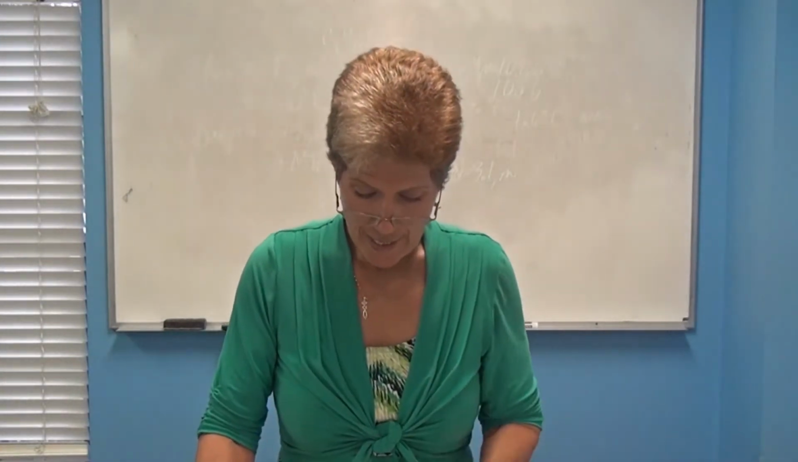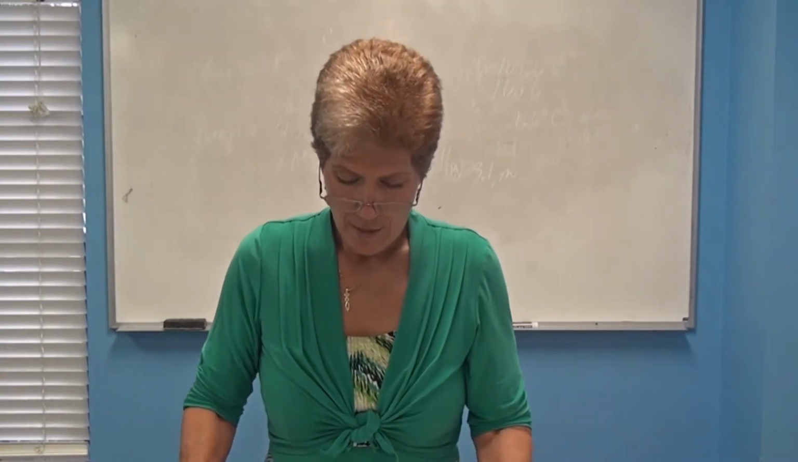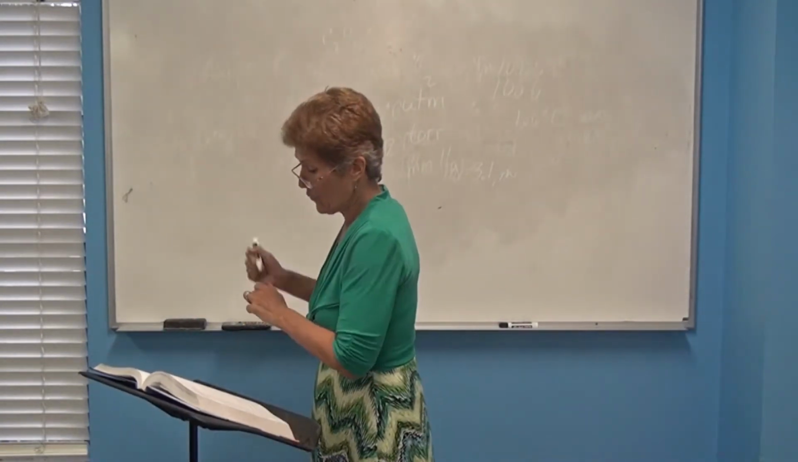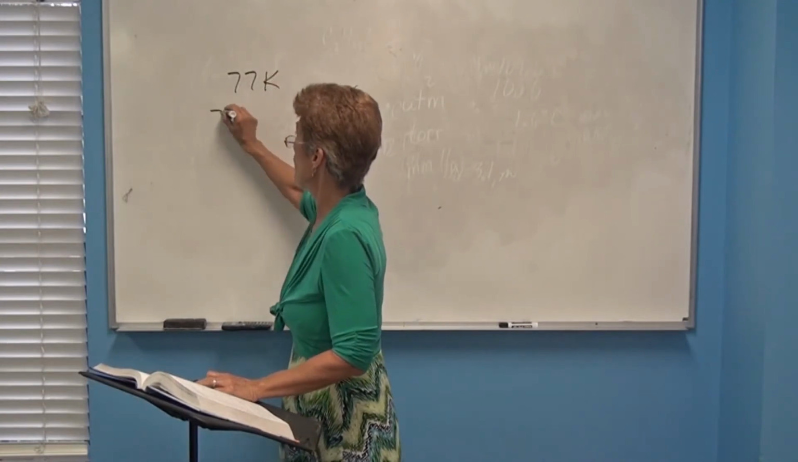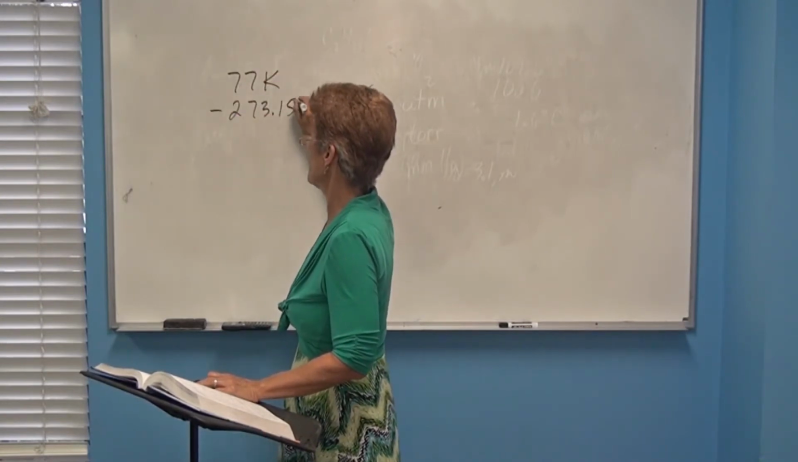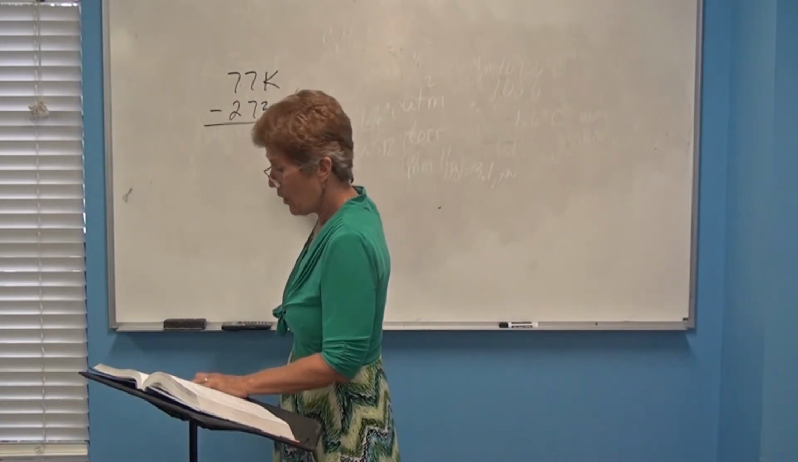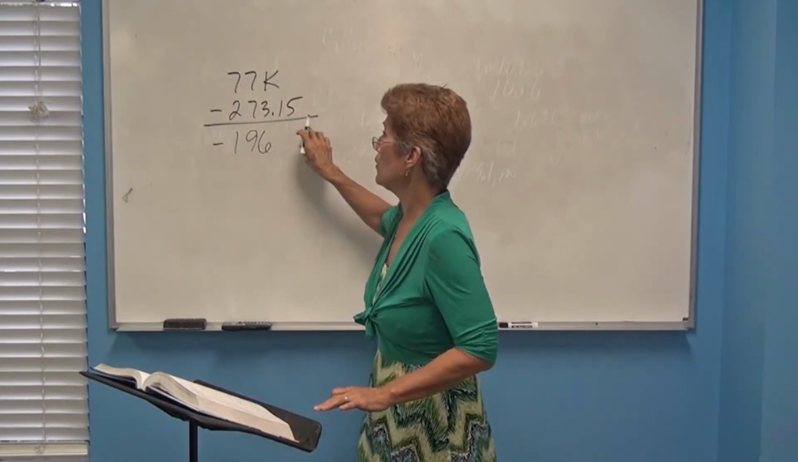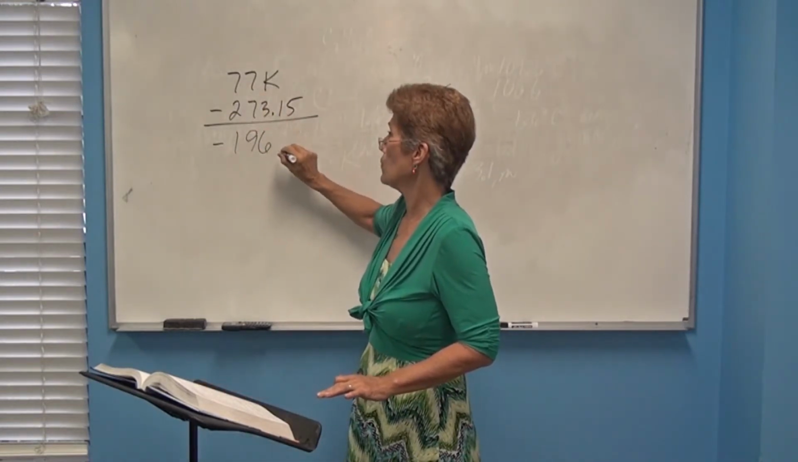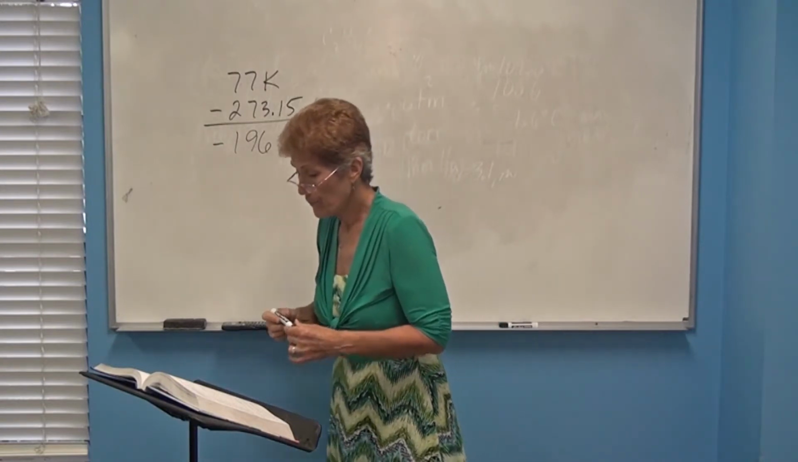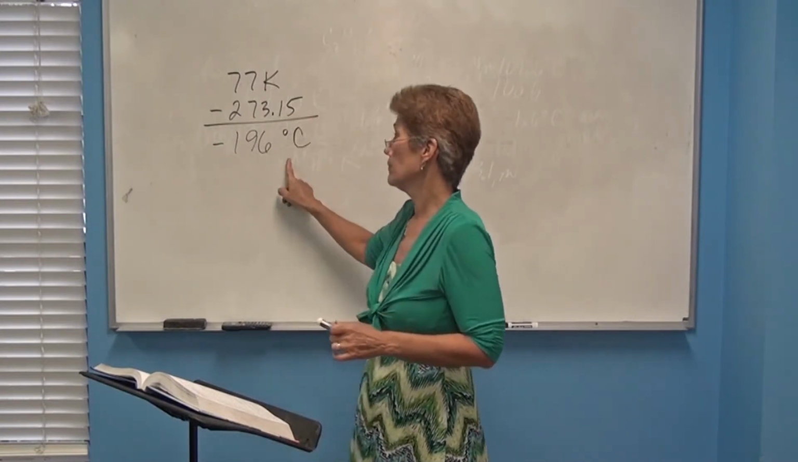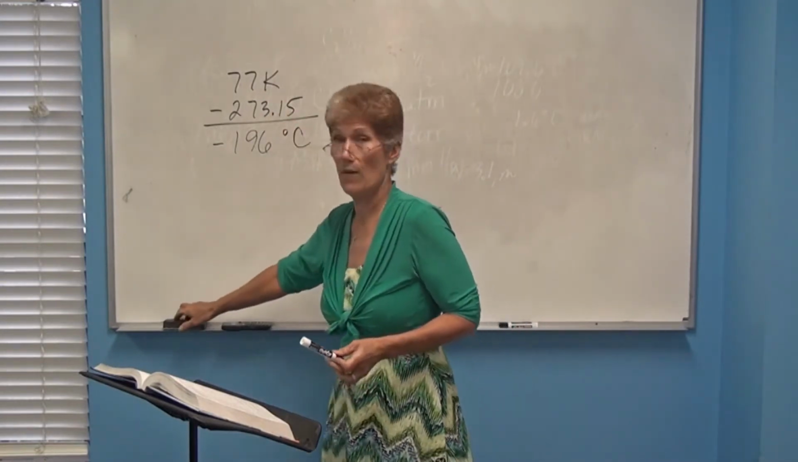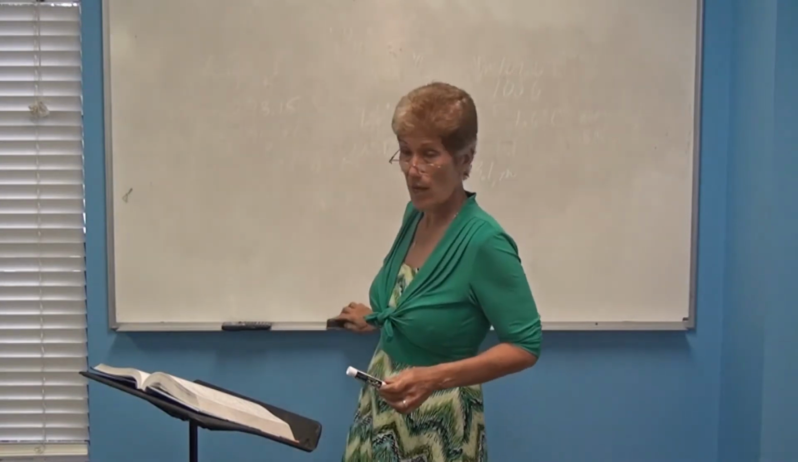Number 9, nitrogen condenses at 77 Kelvin. What is the temperature in degrees Celsius? Once again, the conversion between those, 77 Kelvin minus 273.15, will give you negative 196. It actually gives you digits out here, but you can only go to the ones place, and so that's going to be your answer in Celsius. So remember, this is the difference between them, the 273.15. And hopefully you have that memorized by now by doing all the conversions in the chapter.